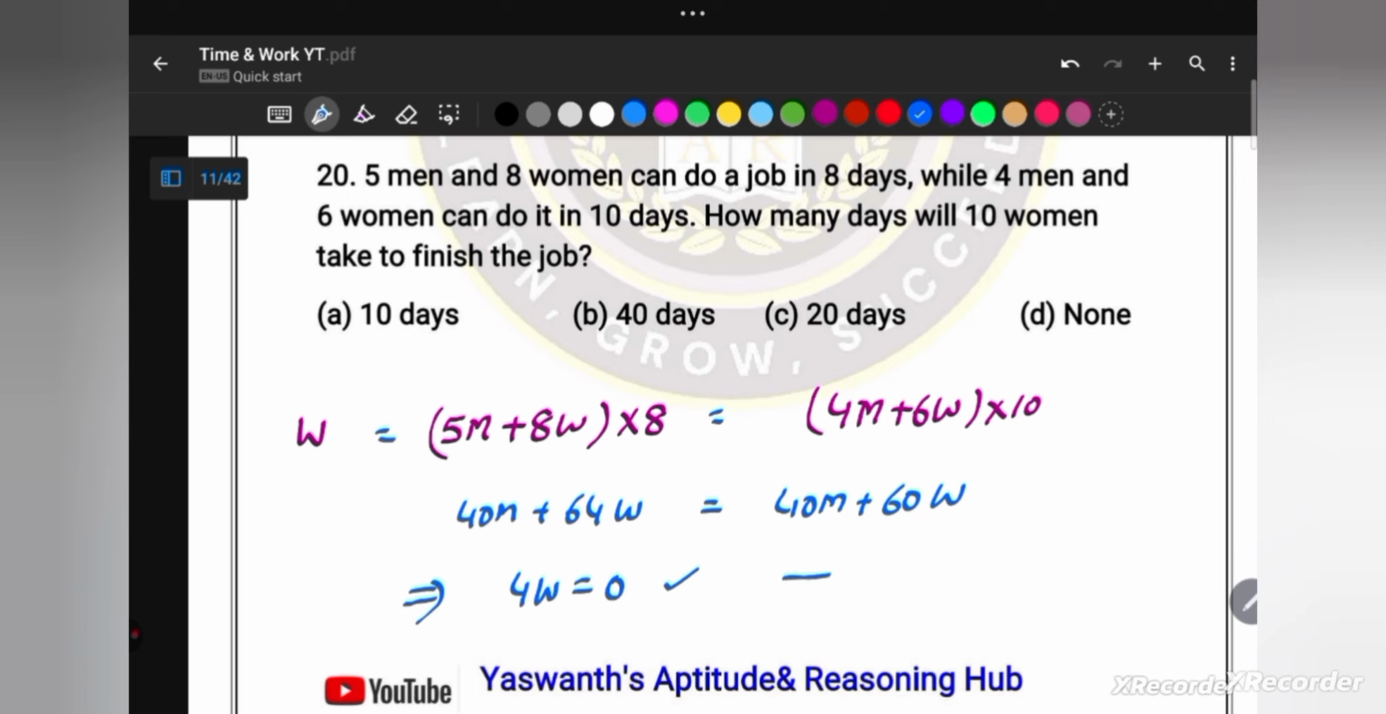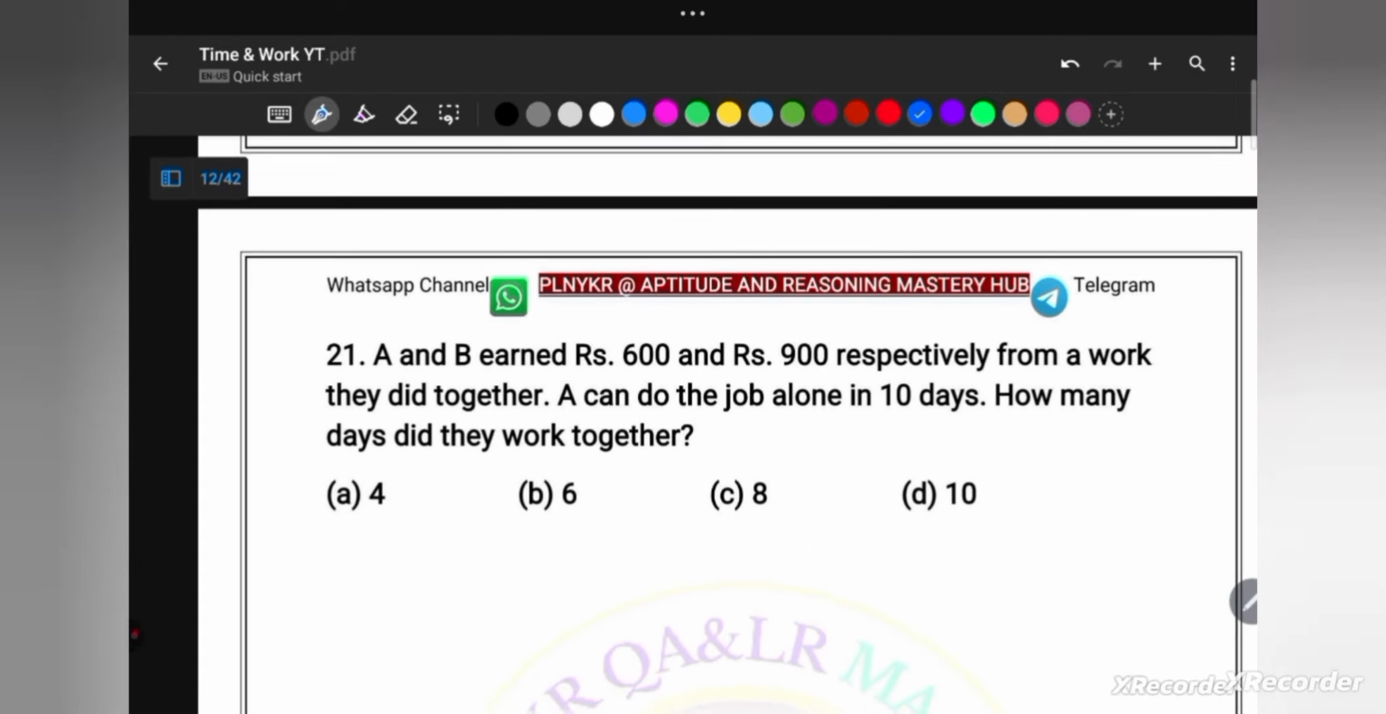So the time taken by women alone will be infinity, because the efficiency is 0, it will take infinite time. That means the option is none. We can mark none, because they will not be doing any work. The capacity to do work is 0. So none of these. Going for the next question.